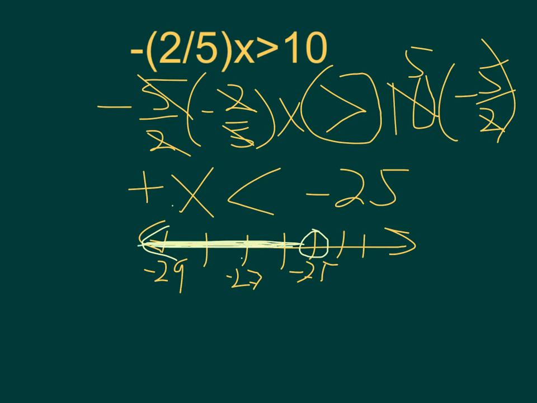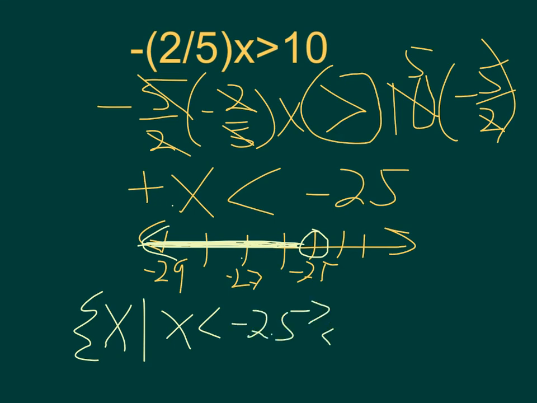Now, set builder notation wants to reflect what is written on the number line. So how we're going to write this, we're going to start with our brace and say any value of x such that x is less than negative 25. This is very easy to do in a simple inequality. Couple wrinkles to the rule when we get to compound inequalities in the next video.